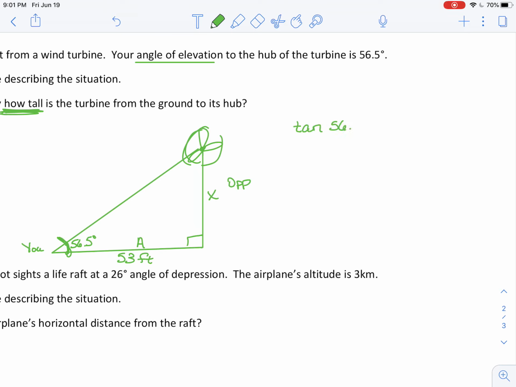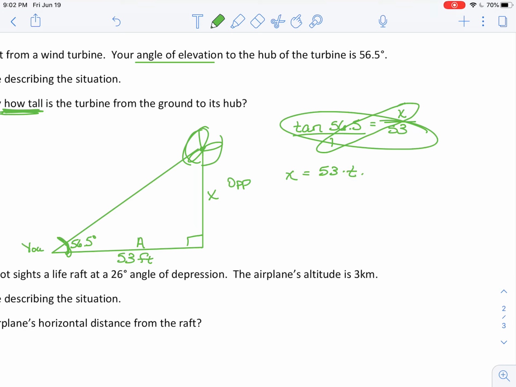So we're going to write a tangent ratio. So tangent of my angle is equal to the opposite leg over the adjacent leg. Now that you have it written, you should ask yourself, well, how do we solve that? Should I do inverse or should I cross multiply? And since it's a side length, you should cross multiply. X times 1 puts X on one side of the equal sign. 53 times the tangent of 56.5 is 53 times the tangent of 56.5. That's what I'm going to put in my calculator.